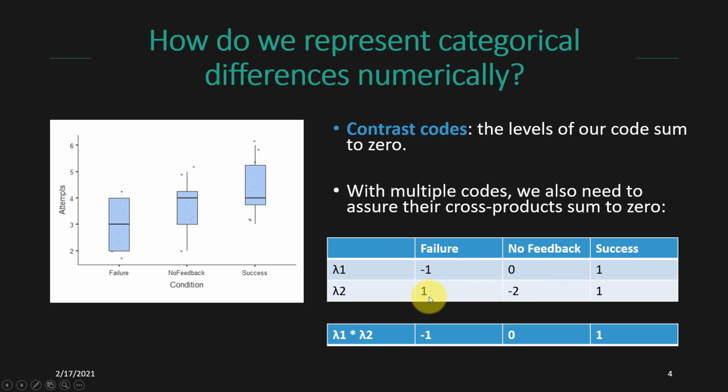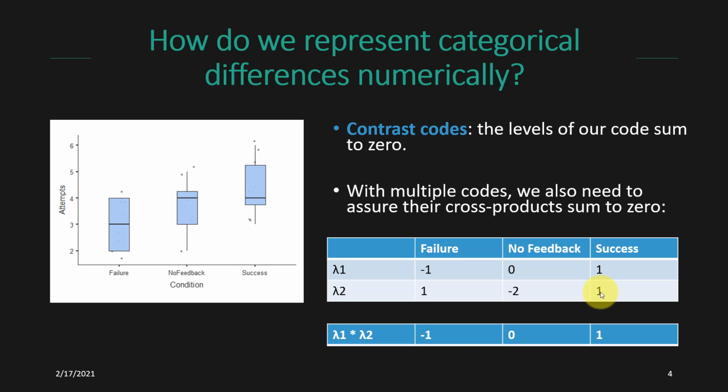Our second contrast code, we're going to now have 1, -2, and 1. And this is a little bit more complicated as a code, but because you can see success and failure are both coded as 1, this contrast is telling us about the middle condition relative to the average of the two extreme conditions. So this is a quadratic contrast.